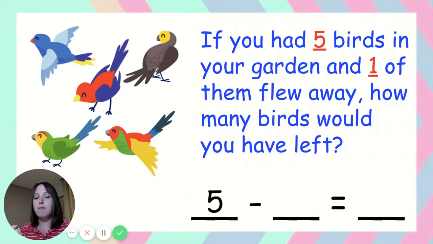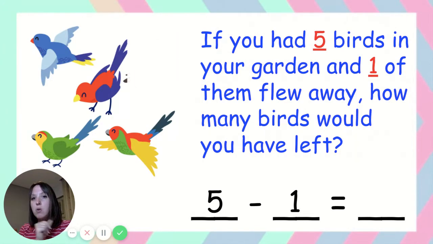You had 5. This is the minuend. Then how many birds disappeared, flew away? 1 bird. Yes? So you can see that 1 bird disappeared. So now how many birds would you have left in the garden? How many birds are there? 4 birdies. Yes? Next one.